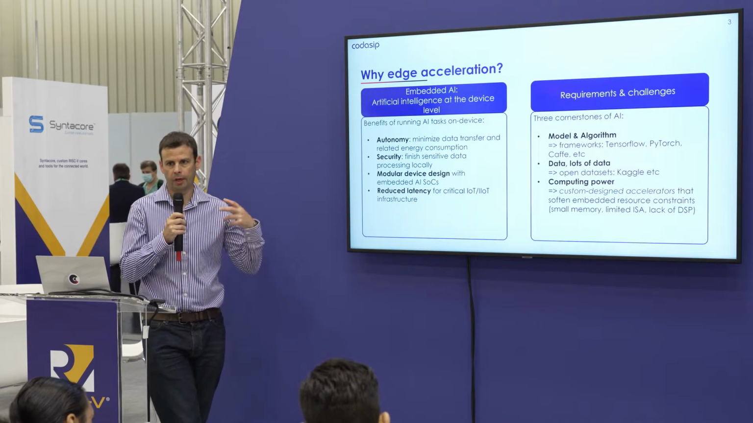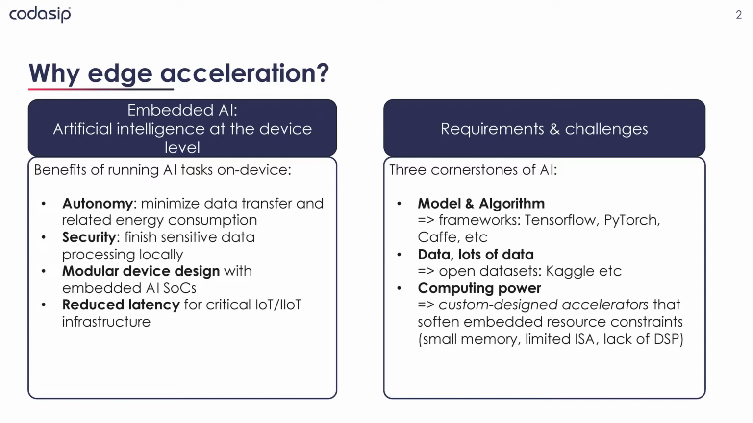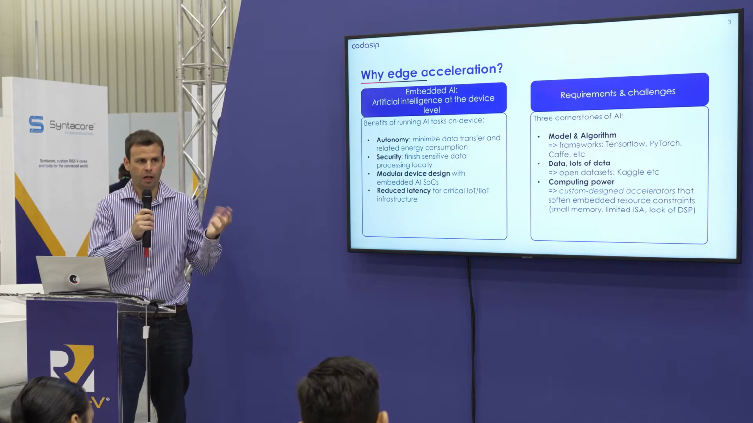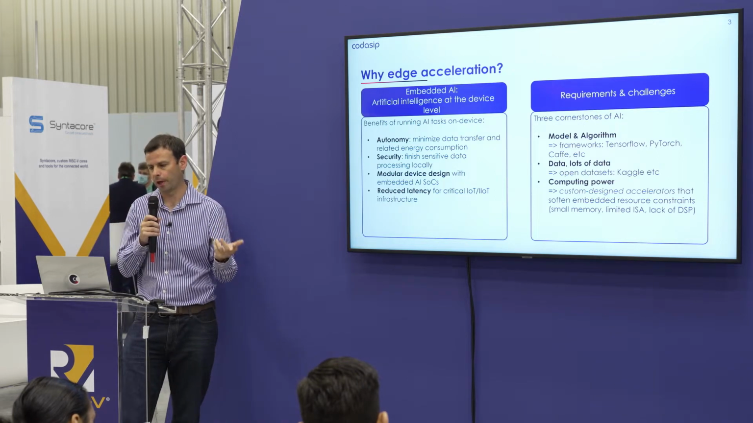When we think about edge acceleration, machine learning on the edge, there are a few key benefits to being able to process on small embedded devices rather than work with servers remotely. The first is autonomy: you're not having to transfer data, which saves you both the cost of the data transfer and the energy of running wireless of some sort. It's more secure, as the data never leaves the device. It gives you the ability to do a modular design with different customizations at different parts of the design you need, and not transferring data to and from a remote server can significantly reduce latency as well.